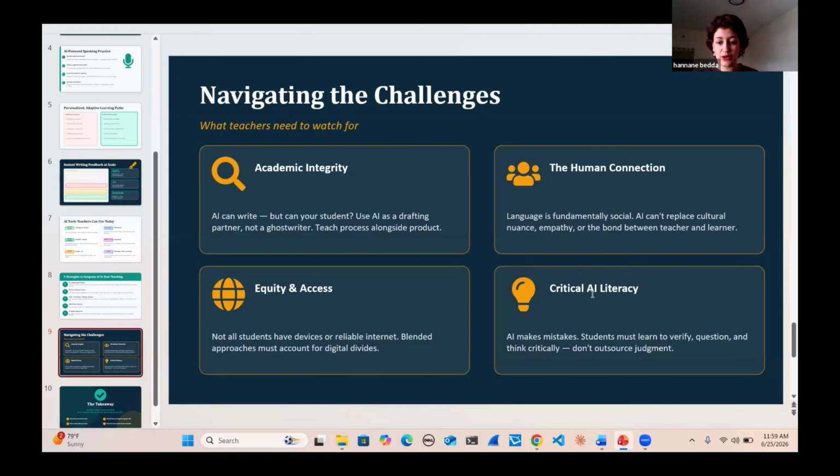And then we have critical AI literacy. Here, AI makes mistakes. Students must learn to verify, question, and think critically, and not outsource judgment. So as we know, AI is at its beginning, and we shouldn't accept everything. We should use our critical mind.